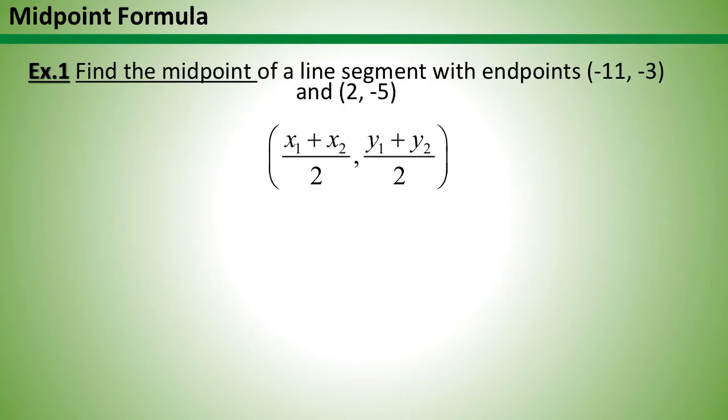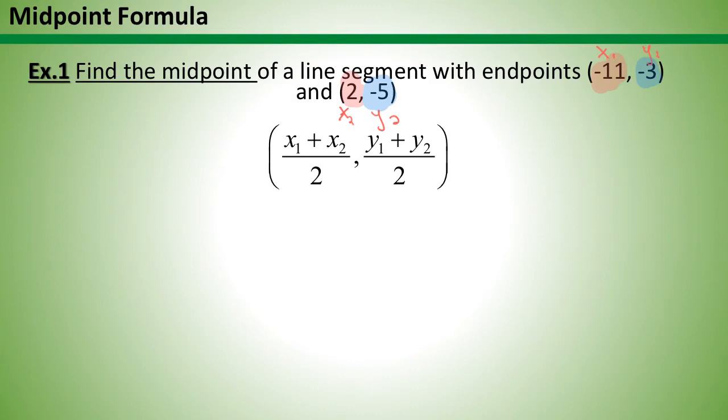First example: find the midpoint of a line segment with endpoints at -11, -3, and 2, 5. We're given the formula there. Let me label our x's and y's. This is x1, y1, and this is x2, y2. Let me highlight the x's in red, and I'm going to highlight the y's in blue.